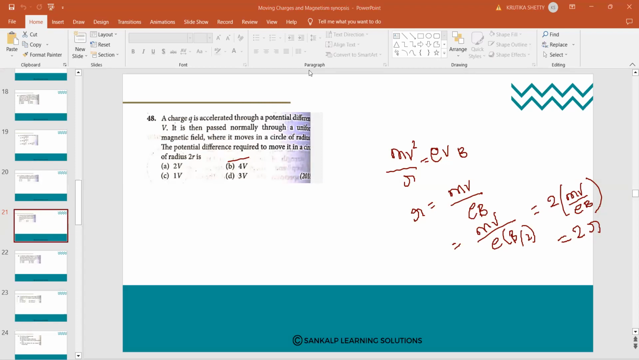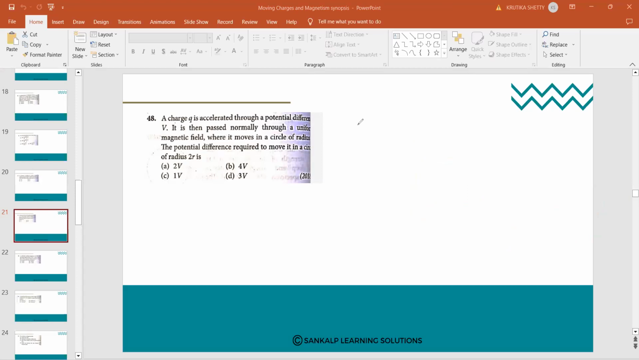Okay, so see the formula we are going to use. If v is the velocity and capital V is the potential difference, we can equate mv square is equal to Q into V. We require to first simplify this equation for v.